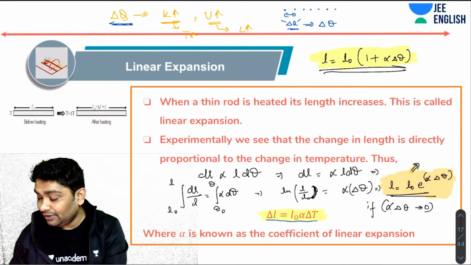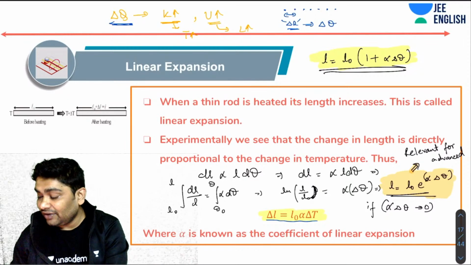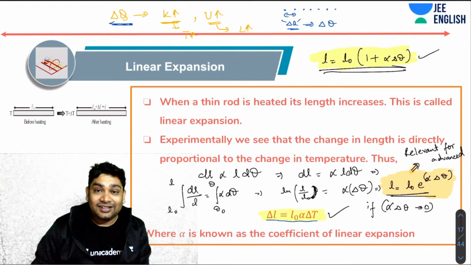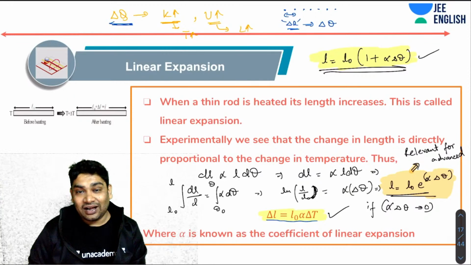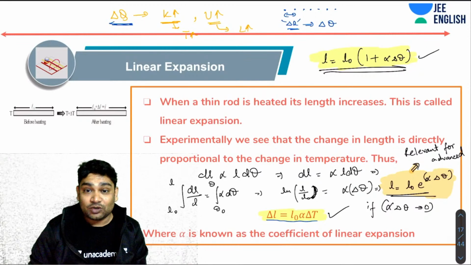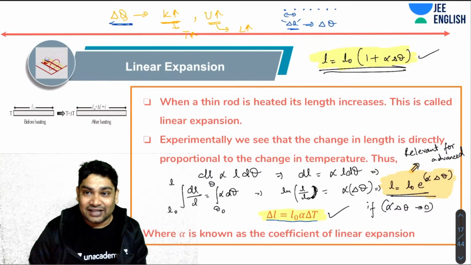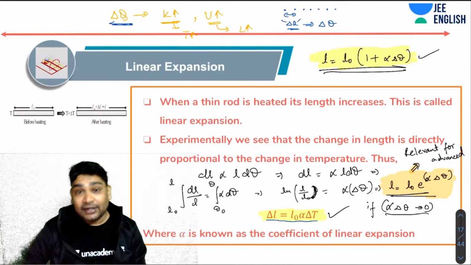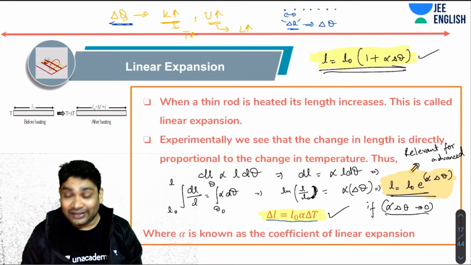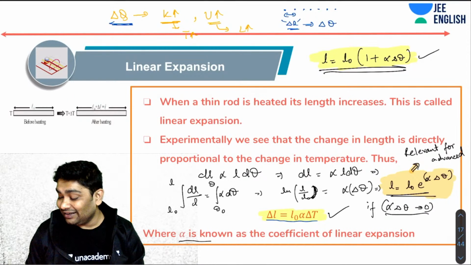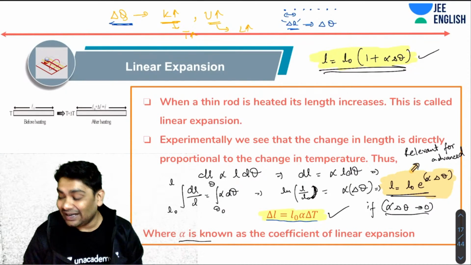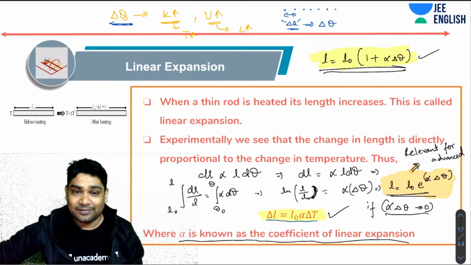You can currently choose to ignore this, and we can go ahead with these two formulae. Okay, these are the more important ones for our main study. However, I just wanted to let you know that these are approximations. These formulae are approximations and they only work if alpha into delta theta tends to 0. Now here alpha is known as the coefficient of linear expansion. Alpha was the proportionality constant that we introduced, and that is called the coefficient of linear expansion, right?